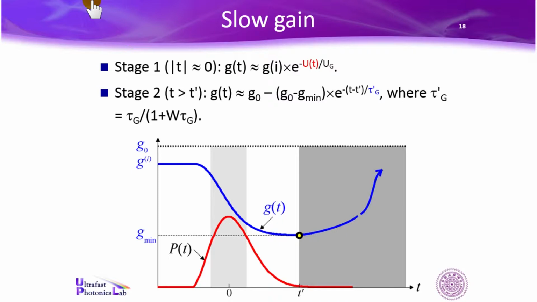And we also know the recovering time constant is no longer tau g, depending on material only. It's tau g prime equals tau g over 1 plus w times tau g. So this is about the pump rate. If you have a stronger pump, your denominator is bigger, then your recovering time constant is shorter. That means it will recover faster. This is our model.